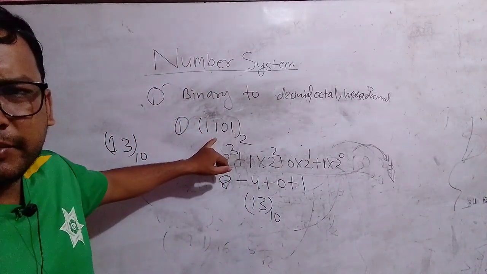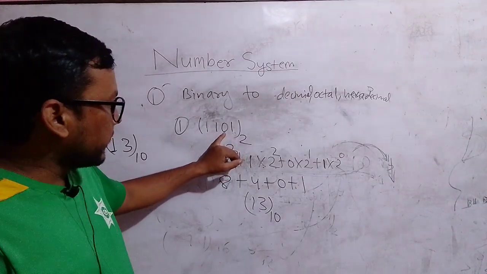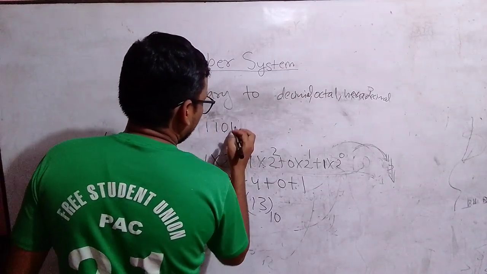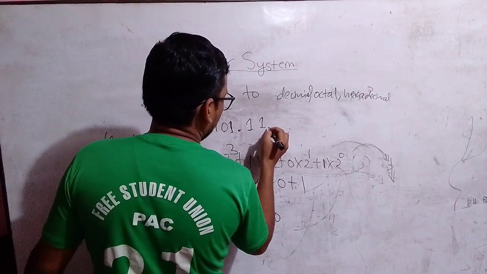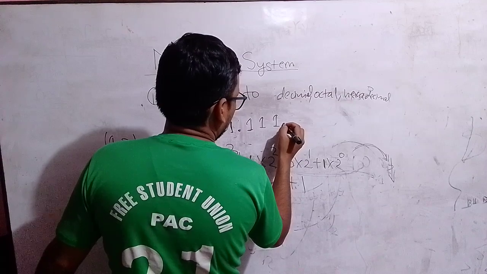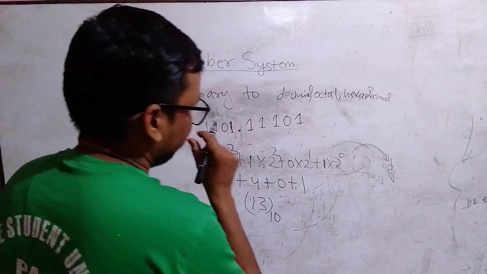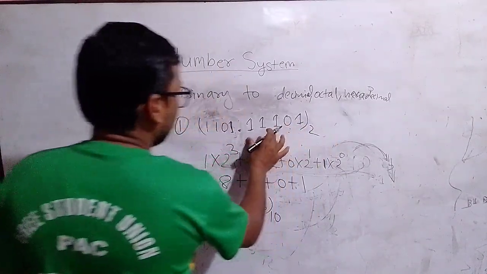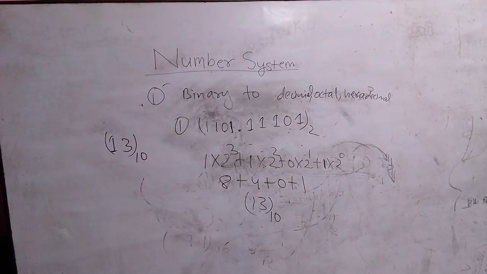Now, suppose this number also contains the fractional part. A binary number could also contain the fractional part. Now, let's see an example. Dot 1 1 1 0. Now let's see this example. This is the binary number and we need to find out its decimal equivalent.